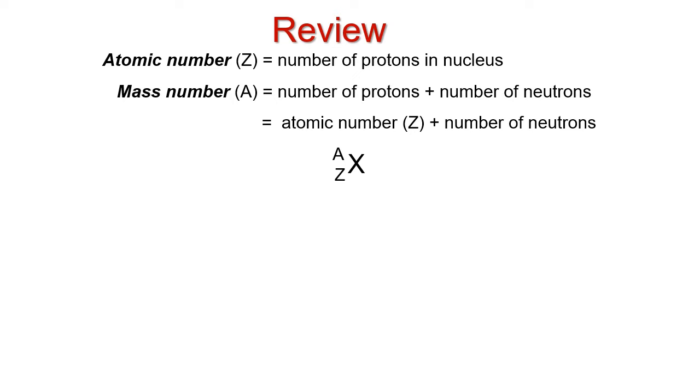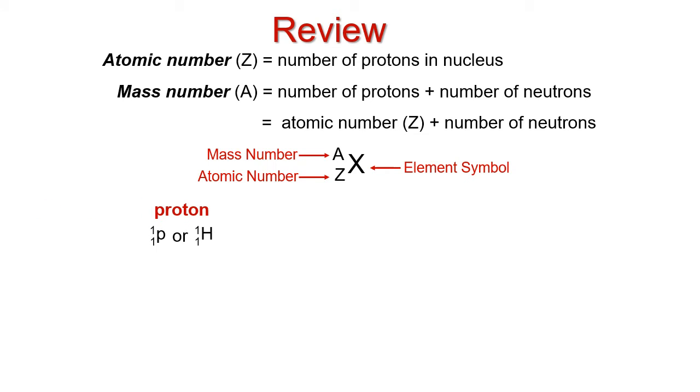So when you're writing the symbol X, the element symbol, to the left side above, it will be the mass number, and below, the atomic number. For a proton, you'll have the notation hydrogen 1, 1. We do not count electrons. Or simply P 1, 1. Mass number is 1 and Z is 1.